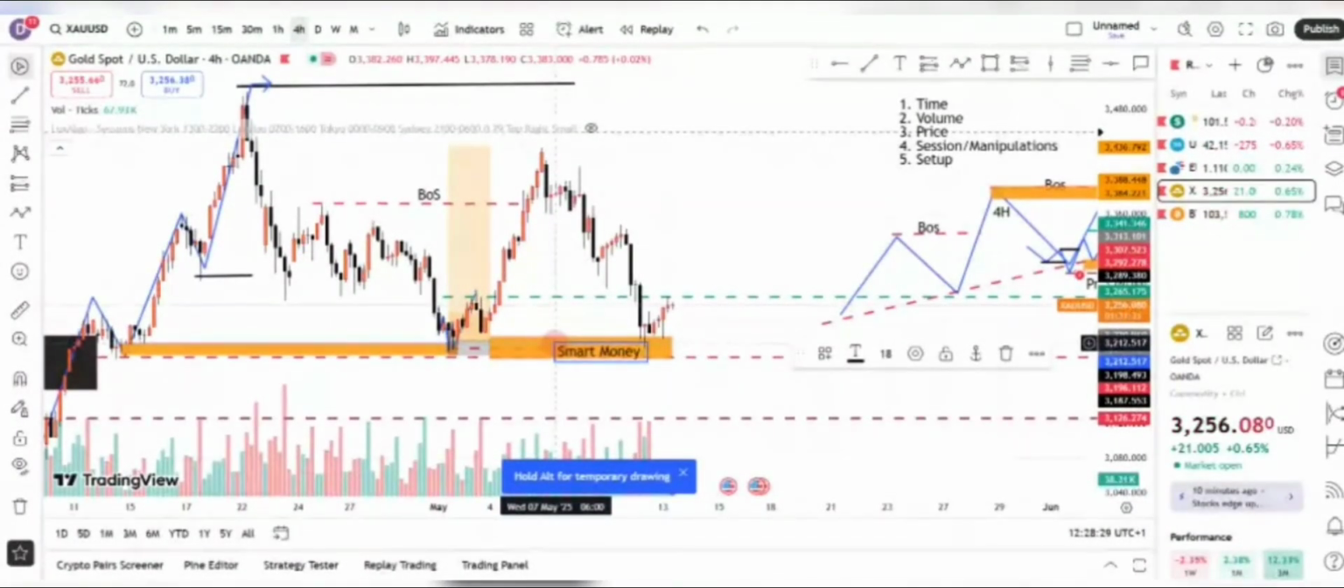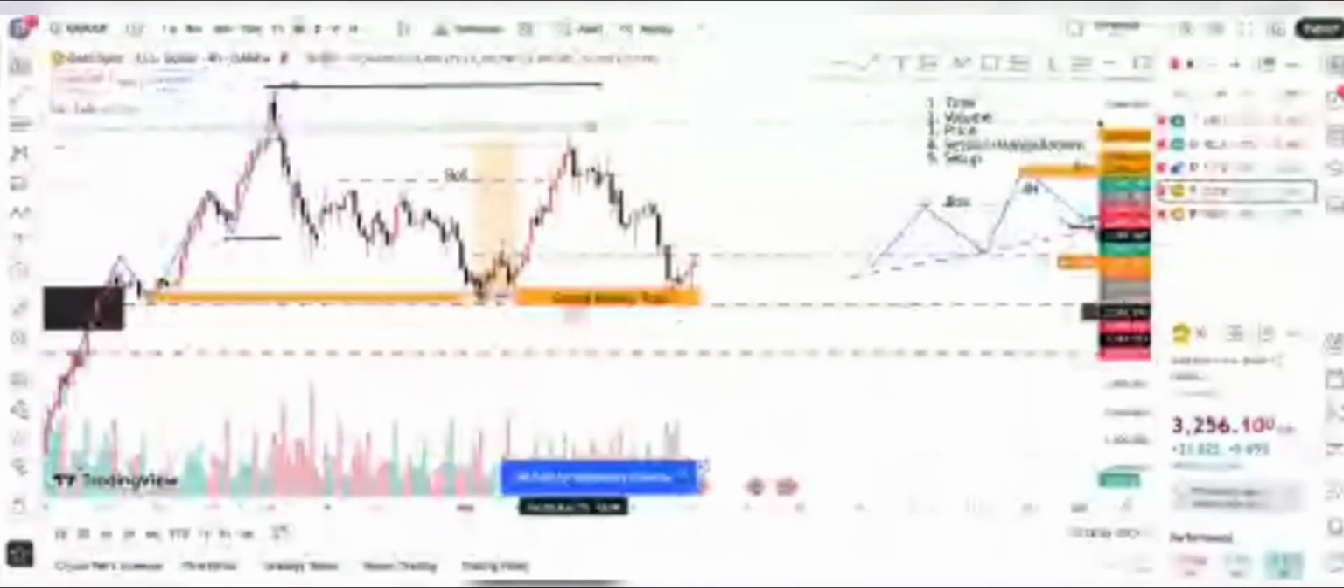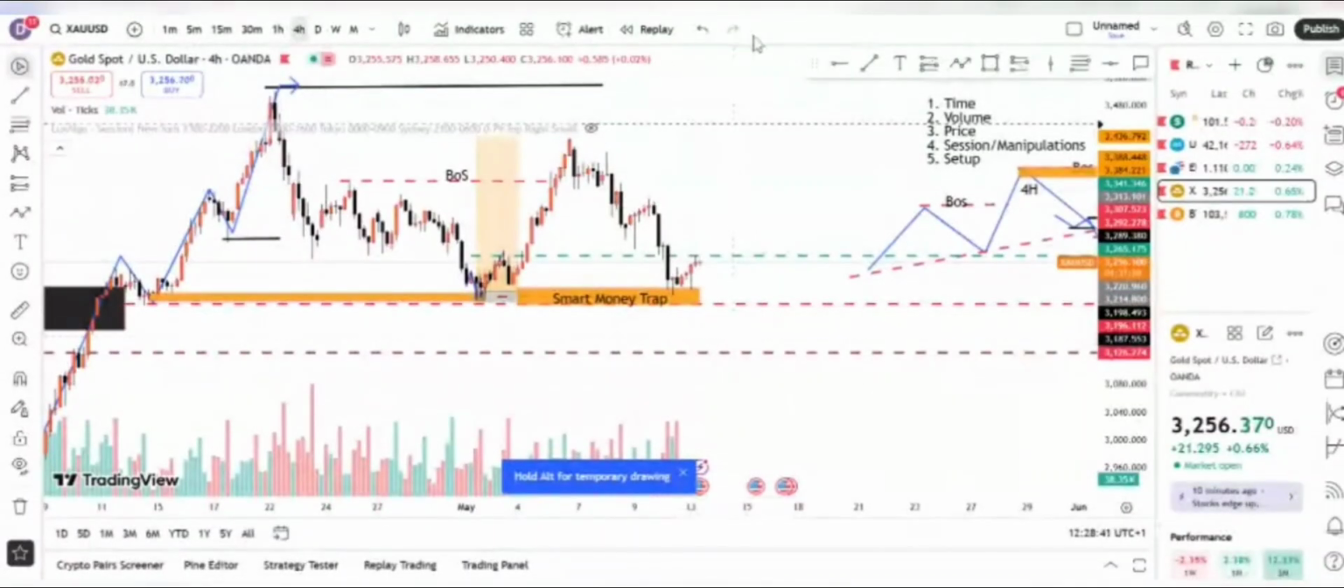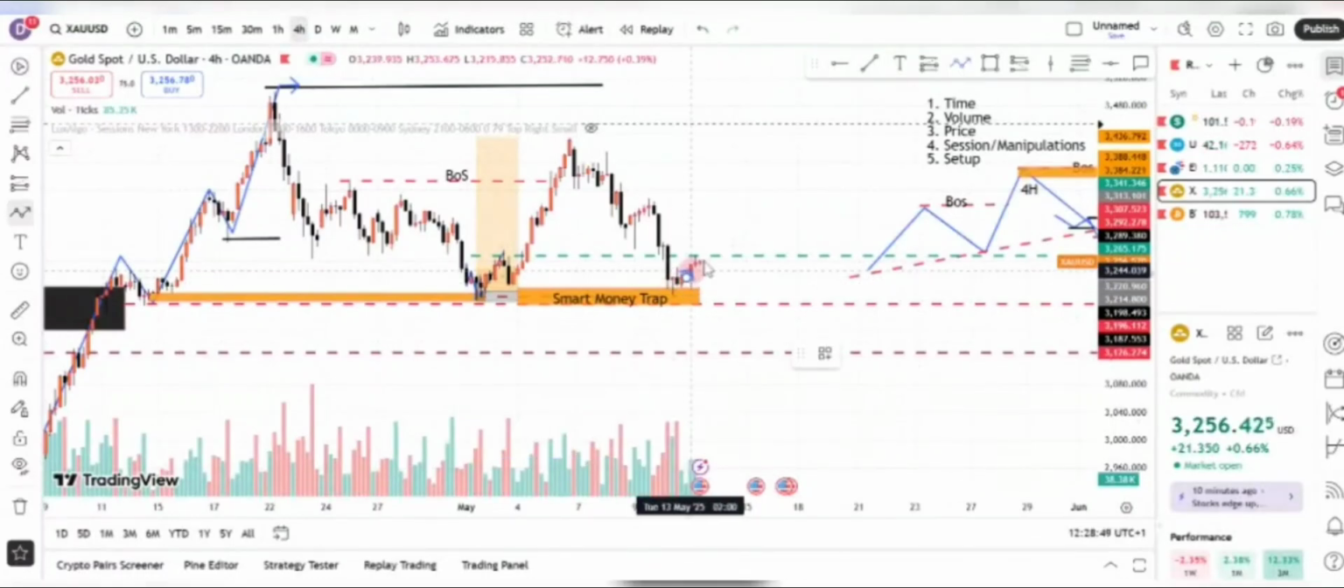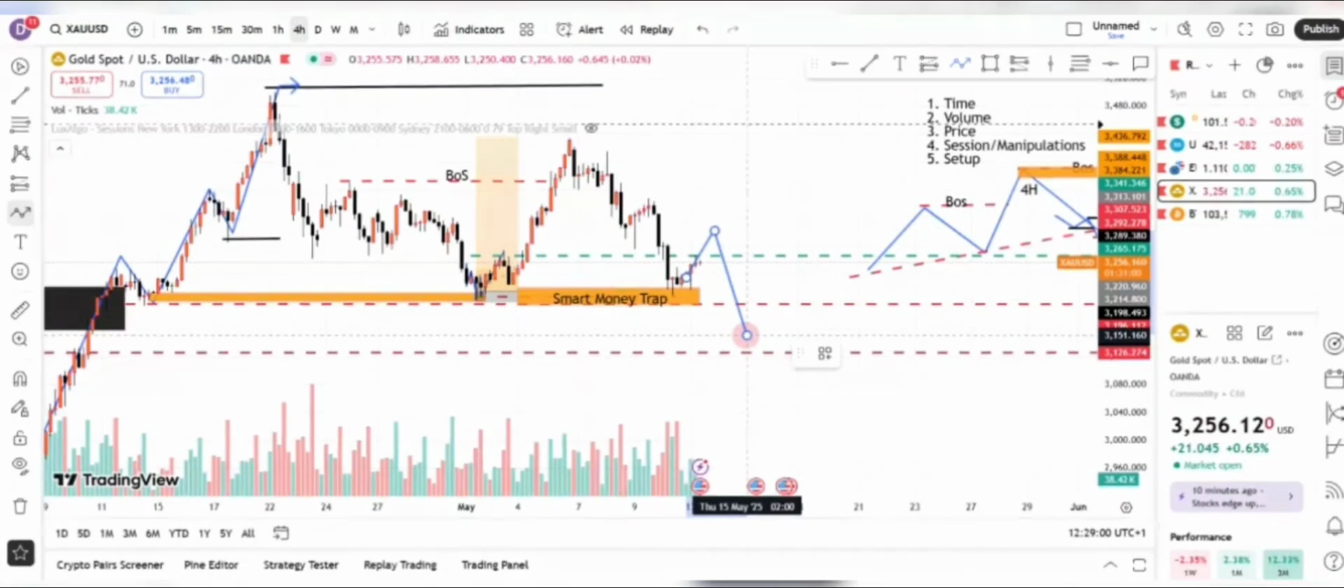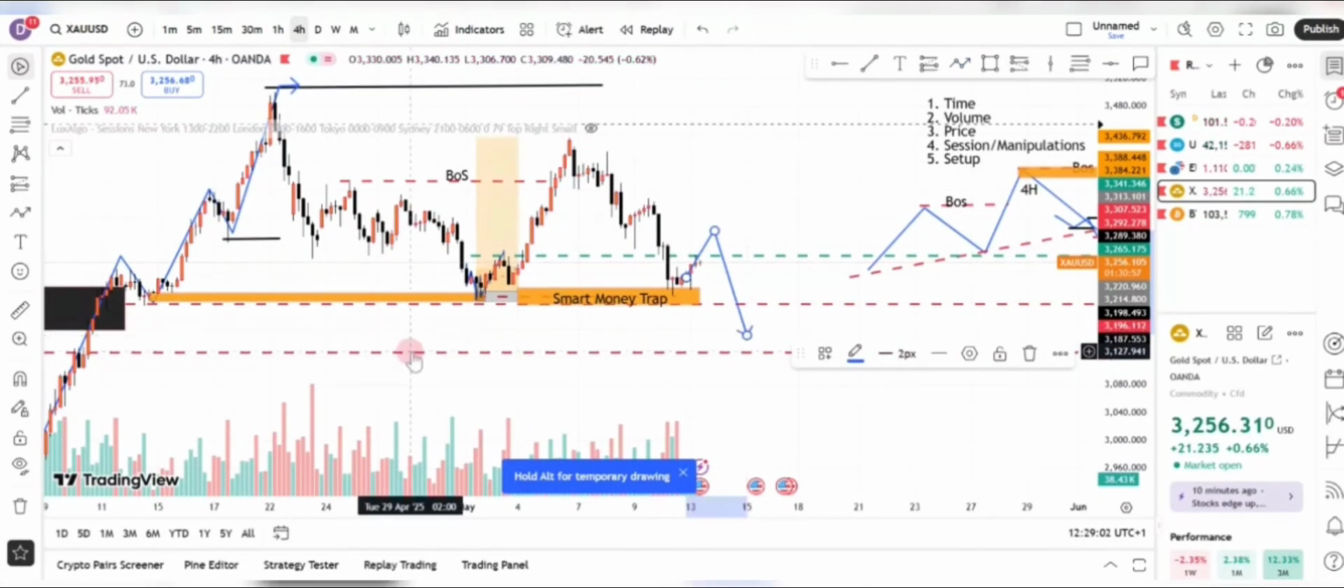So I'm not in any trade yet, and if I'm targeting this major movement to take out this high, I anticipate that price would take out this. Price can just do this, maybe get there and take out these lows. There's a lot of people trying to buy this market at this level.